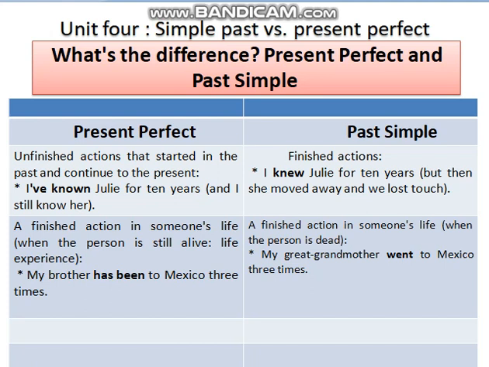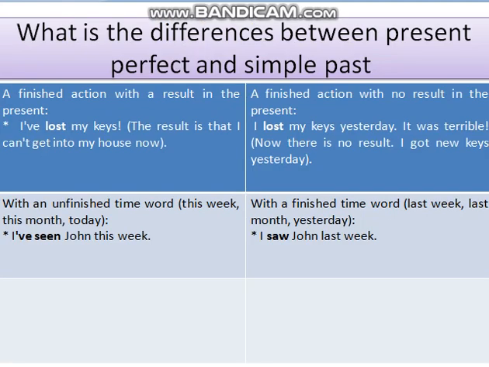For example, my brother has been to Mexico 3 times. Past simple: my grandmother went to Mexico 3 times. A finished action with a result in the present. I have lost my keys.